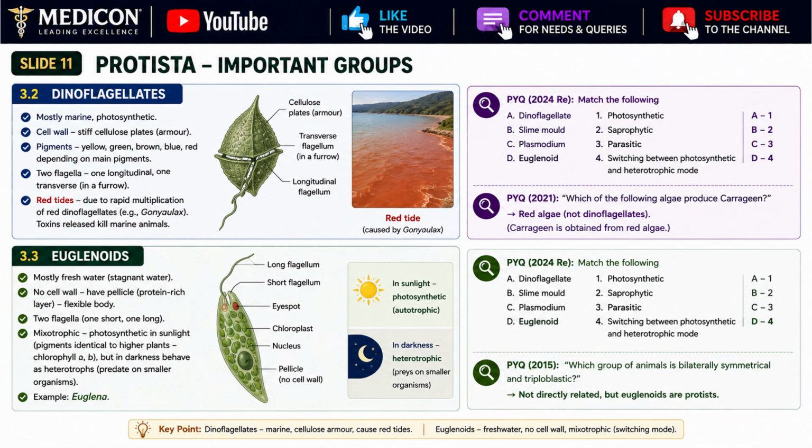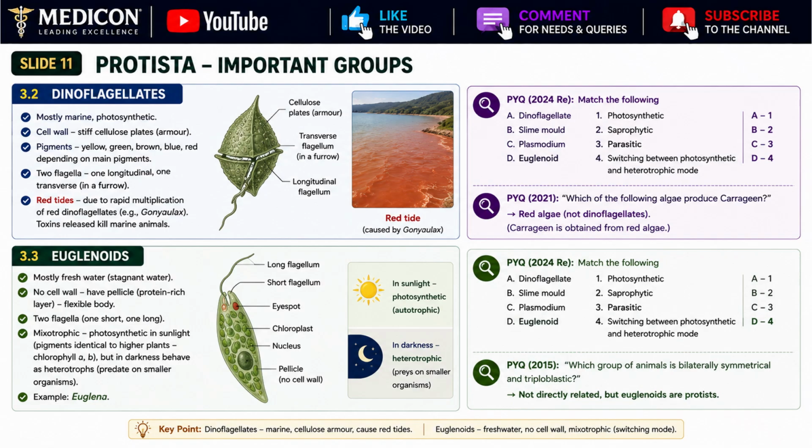There are two flagella in these organisms, which is the reason they are called dinoflagellates. Of the two flagella, one is longitudinal and one is transverse in a furrow. The red tide is very important. Due to rapid multiplication of red dinoflagellates, for example Gonyaulax, toxins are released that kill marine animals, and this is called the red tide. This happens in the sea sometimes.